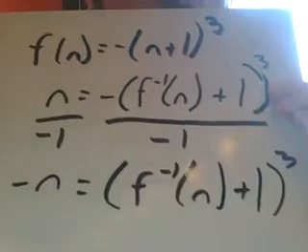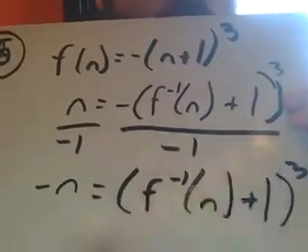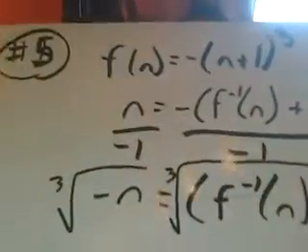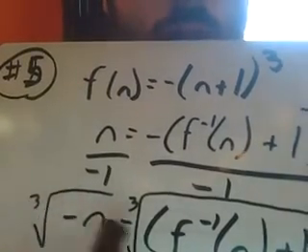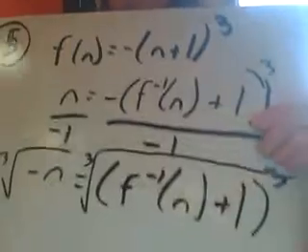Okay? Now, how do we get rid of this to the third power? We take the cube root. The cube root is just like the square root, except it's cubed, and we have to write that little 3 to indicate that. So now what are we left with? Well, the cube root of -n is equal to, the cube and the third power cancel out, so we have f to the -1 of n, plus 1.